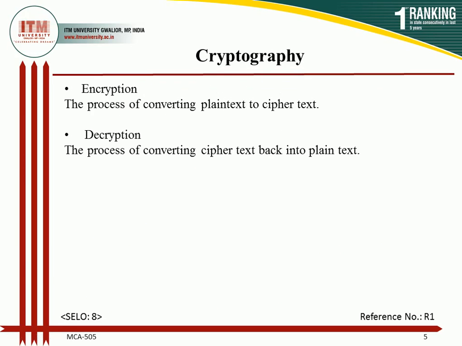And now encryption. Encryption is basically the process of converting your plain text message to a ciphertext message. And decryption is the process of converting the ciphertext to the plain text.